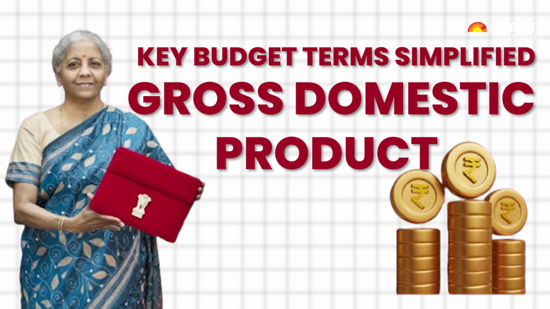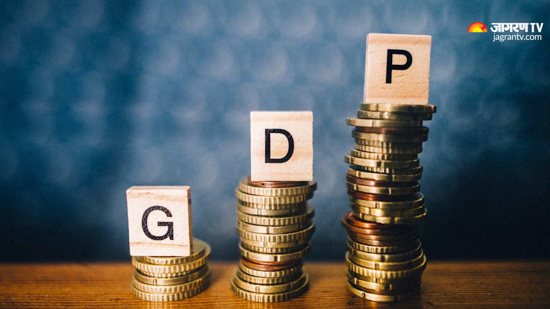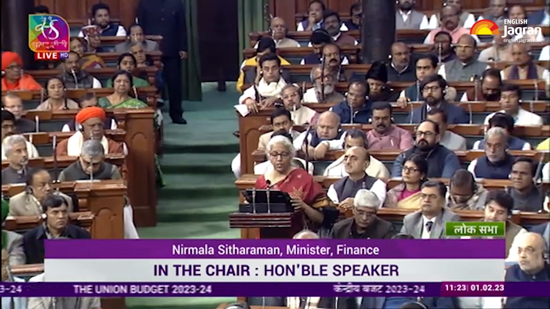Now let's talk GDP, the most important term. What is GDP? क्या होता है GDP? The total value of everything India produces in a year. From cars to chai, it's the big number we use to measure the health of our economy. Bigger GDP, happier India.